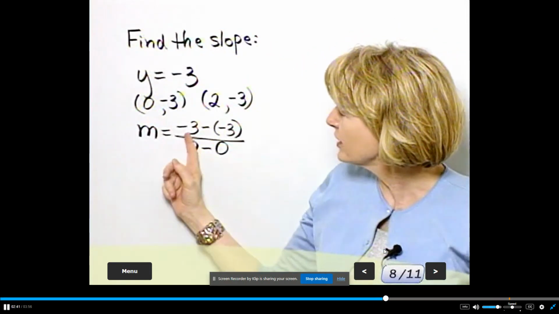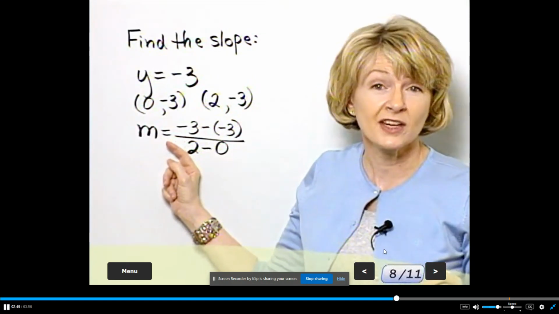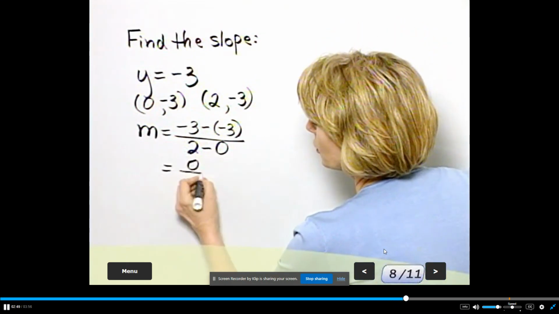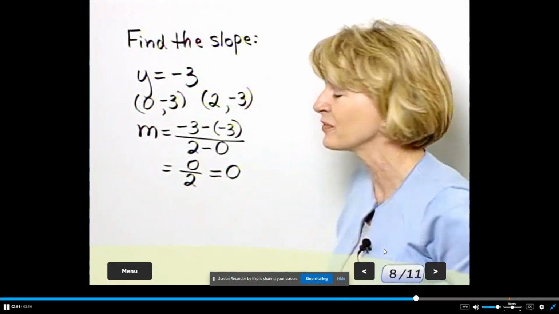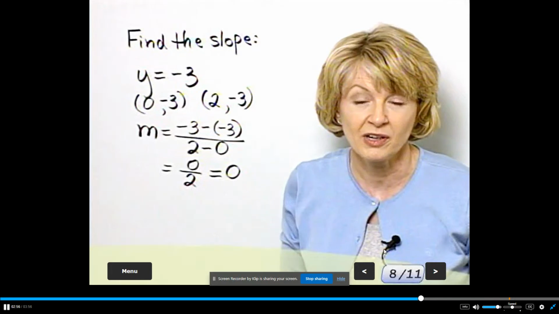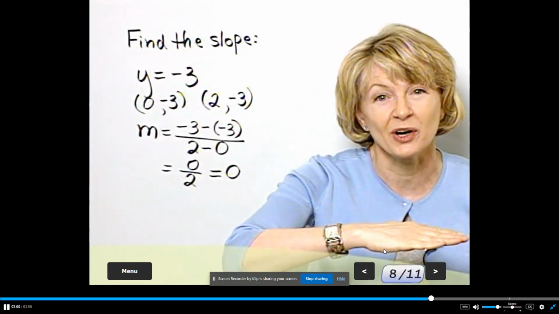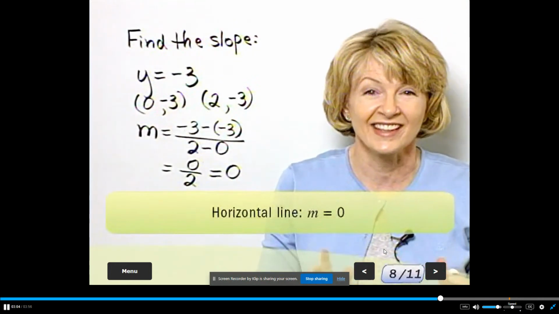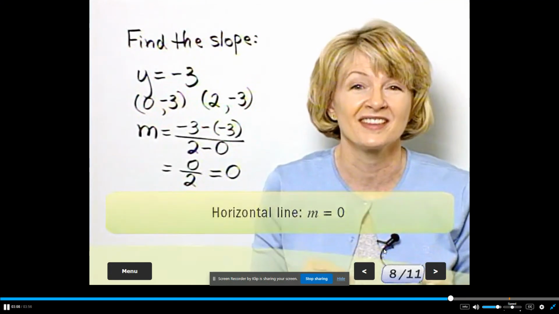And now let's calculate what is -3 minus a -3. That is -3 plus 3, which is 0, over 2 minus 0, which is 2. That does simplify to 0. So the slope of this horizontal line is 0. You don't need to calculate the slope of horizontal lines any longer then. If you have a horizontal line, its slope is 0.